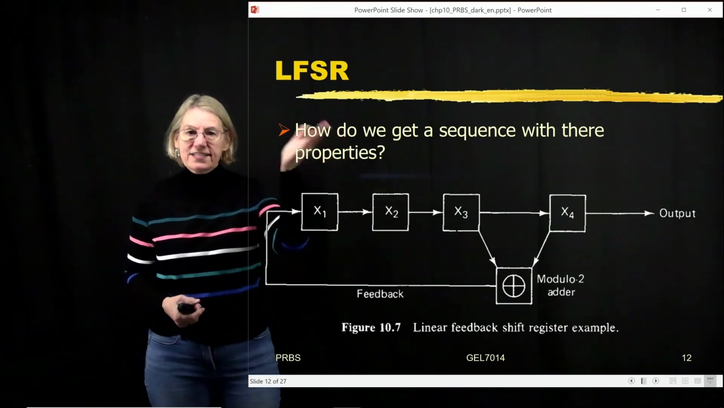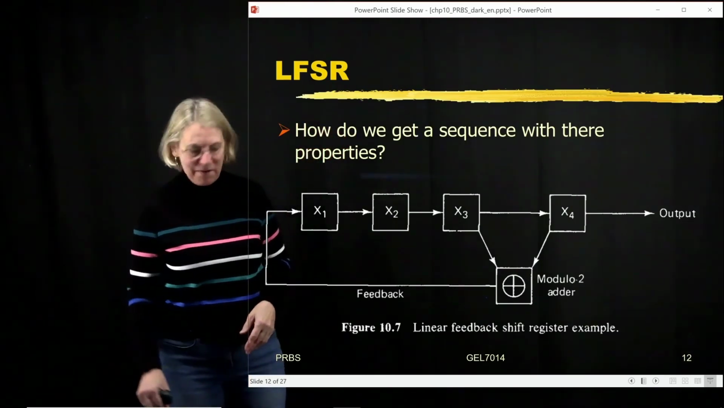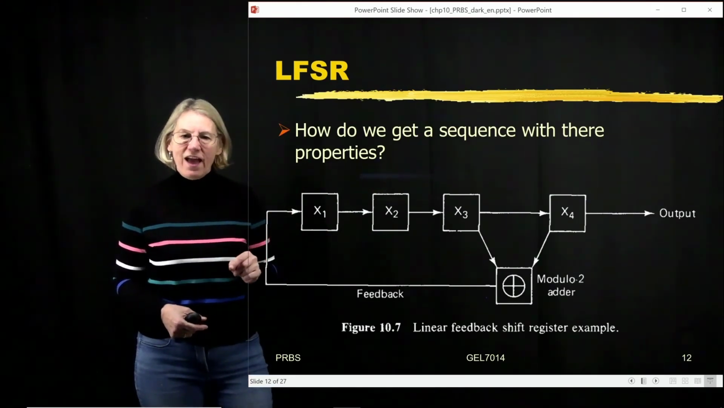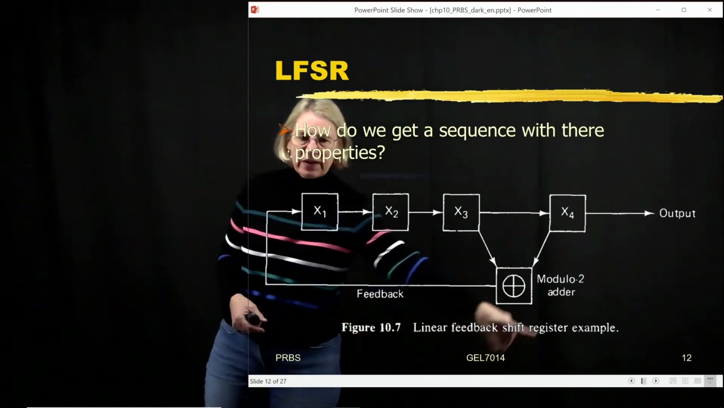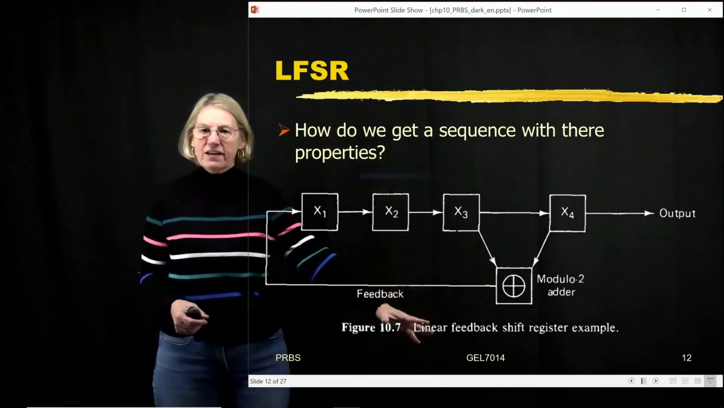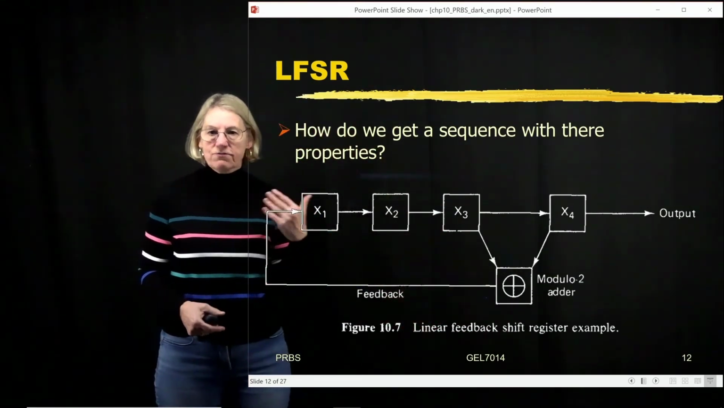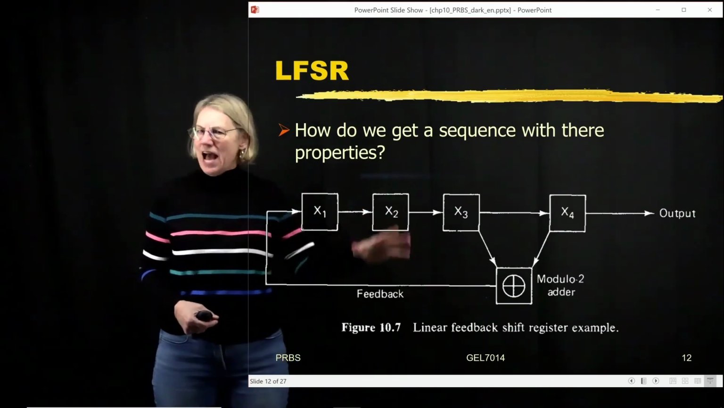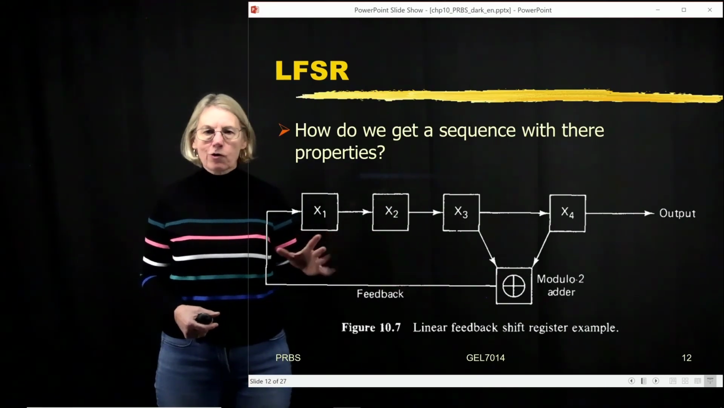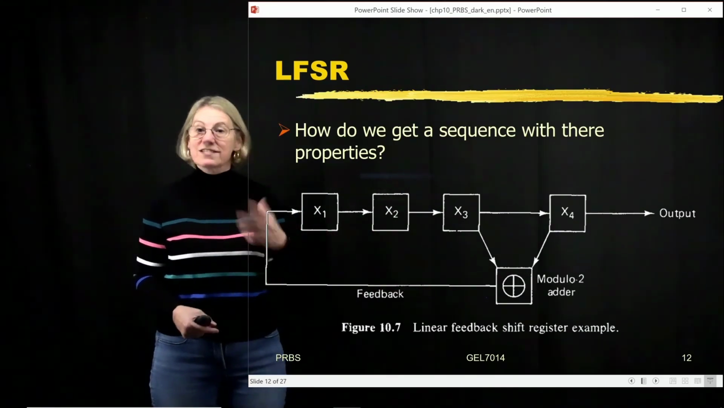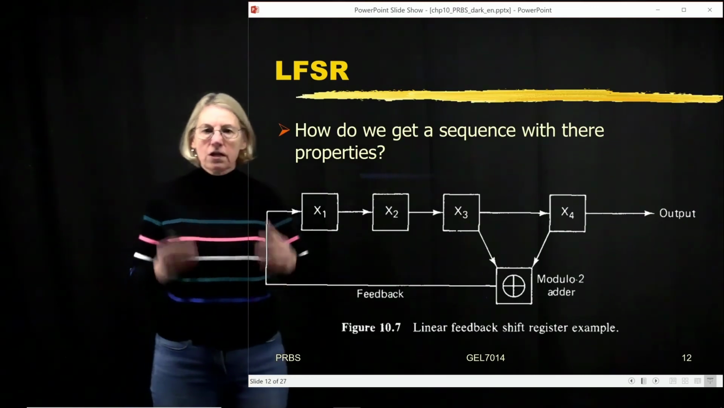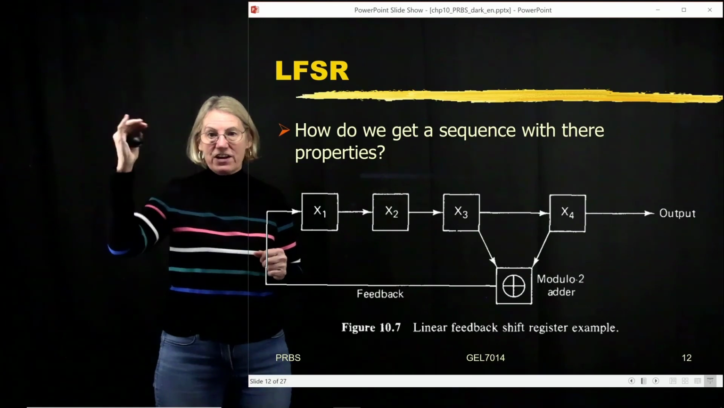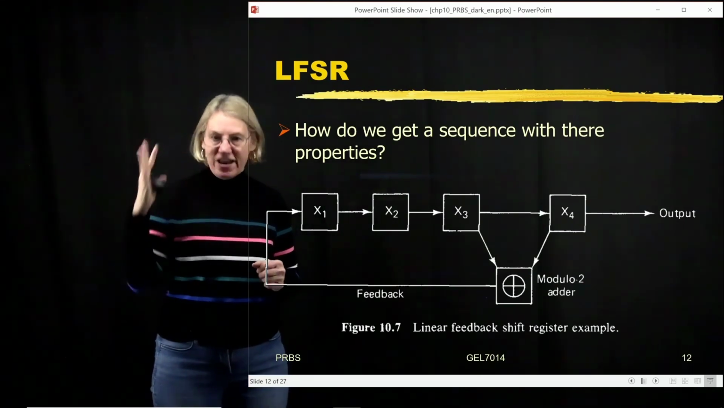So how do we get a sequence with these properties? To get a sequence with these properties, I'm going to use a linear feedback shift register. And here's an example of that. I think it's easier for me to show you an example to get why this works. It kind of looks a little bit like a convolutional encoder, but it's not really the same thing. But we're using the same elements, the same physical devices, in order to build our pseudo-noise generator or our PRBS generator.